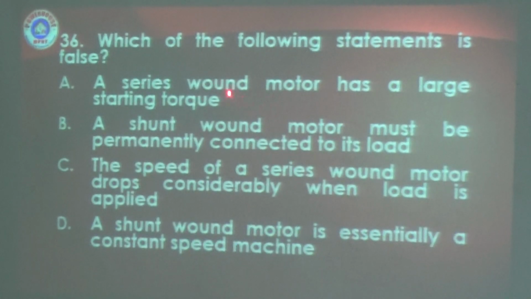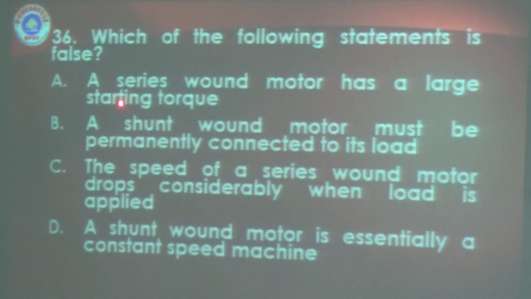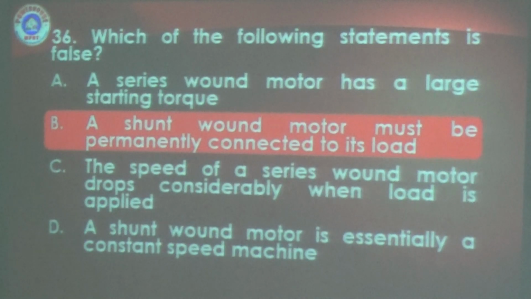36. Which of the following statements is false? A. A series wound motor has a large starting torque. True yan. B. A shunt wound motor must be permanently connected to its load. Permanent naman. C. Speed of a series wound motor drops considerably when load is applied. For letter D, a shunt wound motor is essentially a constant speed machine. So the answer is D.